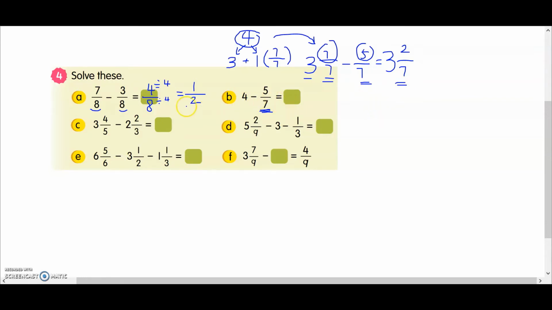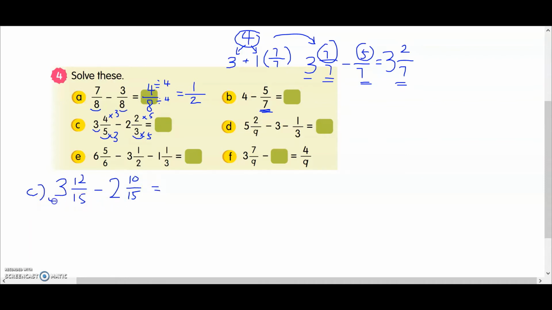3, 2 over 7. Okay, C, we change the bottom number, we make them the same first. So how do we make them the same? We times each other. So 5 you have to times 3, and 3 you have to times 5. When you times each other, it will be the same. The round number doesn't change. Okay, 5 times 3, 15. 4 times 3, 12. Minus, the round number doesn't change. 3 times 5, 15. 2 times 5 is 10.